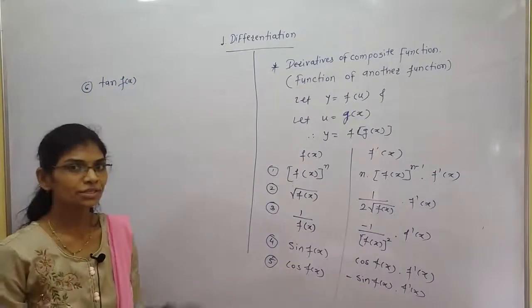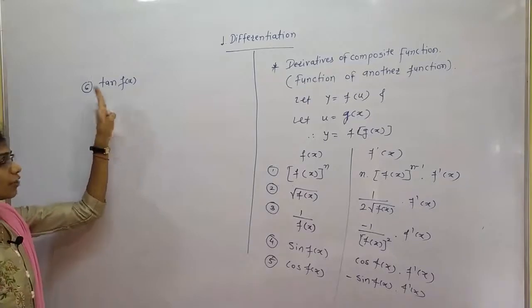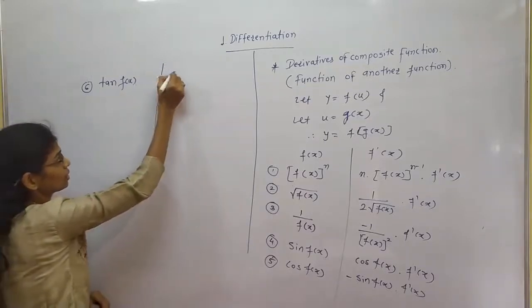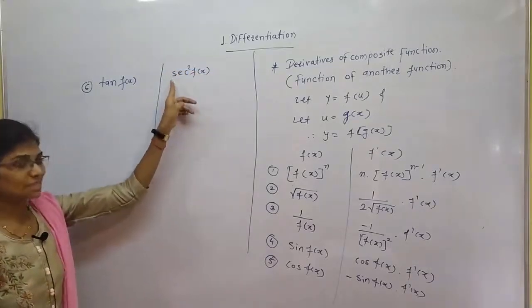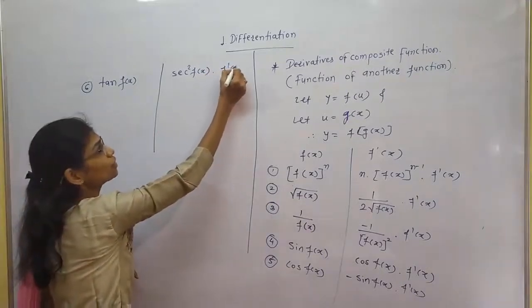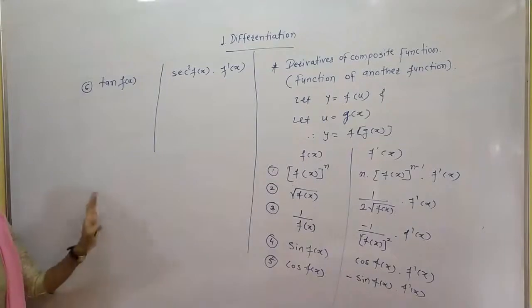Next composite function is tan of f of x. Tan of a function has the derivative sec square of f of x. It means sec square of the whole function into the derivative of the main function, that is f dash of x.